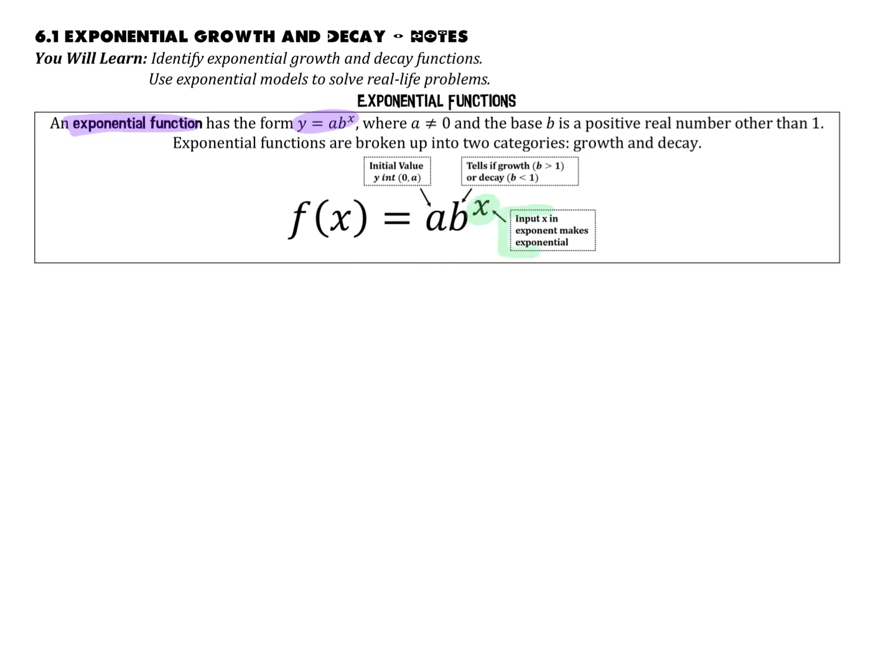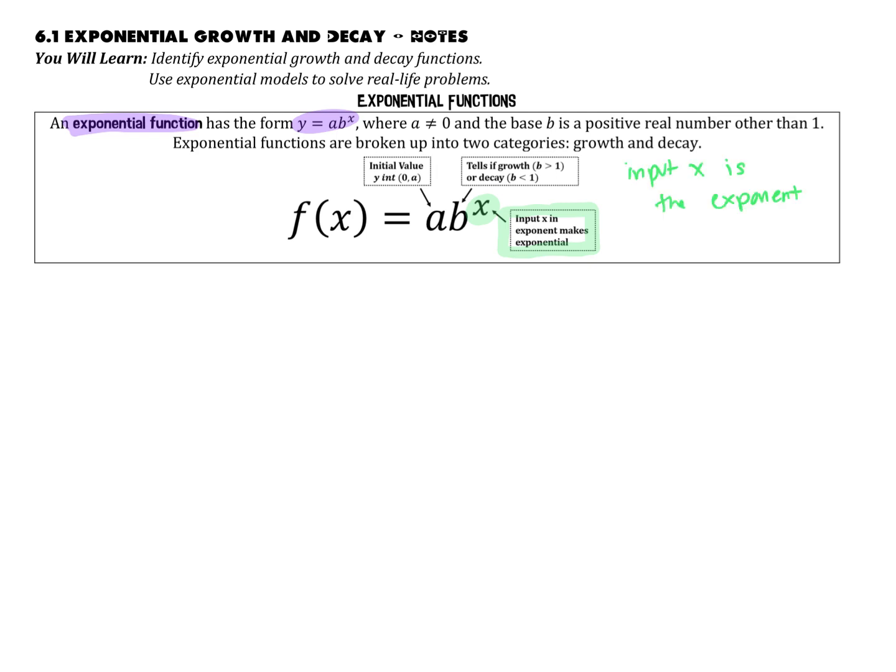So x is our input. We plug in an x, we raise b to that power, and then multiply it by a, and that will give us our output, our f of x or our y. So the key thing with an exponential function is that our input variable x is the exponent.